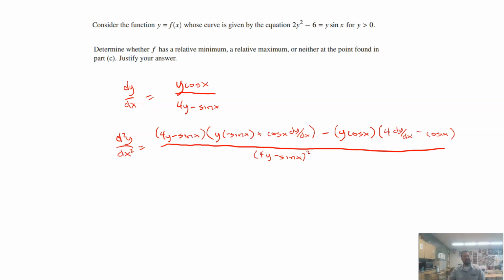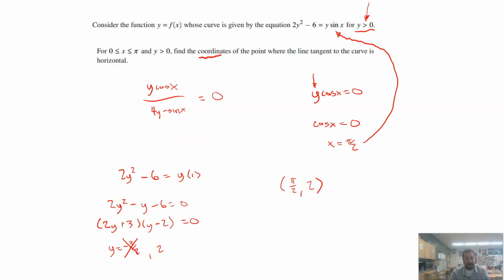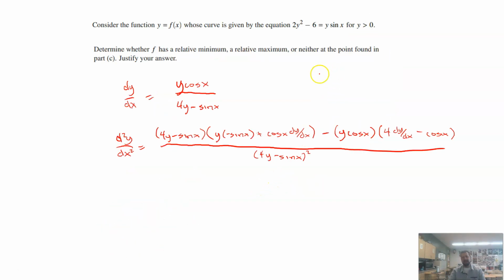Now I have to take the point in question that I got from letter C, which is pi halves, 2. So I have to take pi halves and 2, and I have to plug that in everywhere that I see y and x. So I get 4 times 2. In fact, you just know what you're supposed to do here. I'm not even going to write it all out. Because honestly, most people at this point would be like, whatever. I don't know what I'm supposed to do. Anyway, when you do plug that in, you get negative 14 over 49.